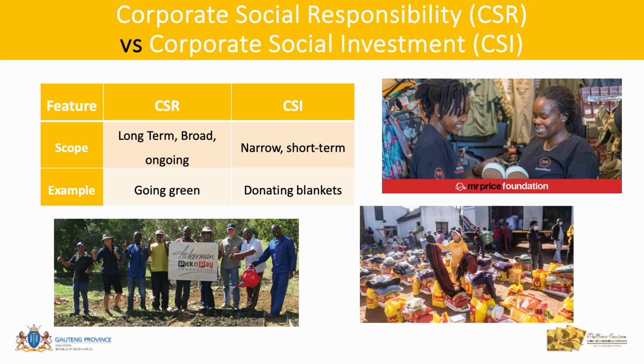CSR is long-term and part of a business's everyday approach. CSI, or corporate social investment, is more short-term, like donations during a crisis. The use of a side-by-side table is a visual scaffolding tool. It helps learners contrast concepts directly and builds schema to reduce confusion between CSR and CSI.